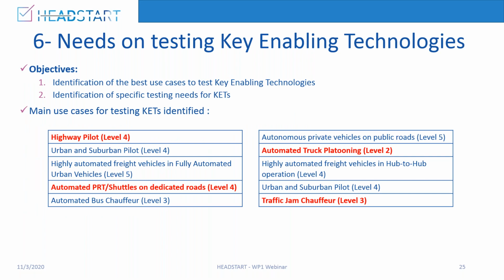For the needs on testing CATS, the main activity done in this task was to find the most interesting use cases to test the key enabling technologies. Asking the different stakeholders, we see that several use cases were mentioned, and the ones that you can see in red are also the ones that were described as a priority use case for the project in general. So it turns out that there is a similarity between those. The main ones would be highway pilots, automated shuttles, urban truck, automated truck platooning, and traffic jam chauffeur.